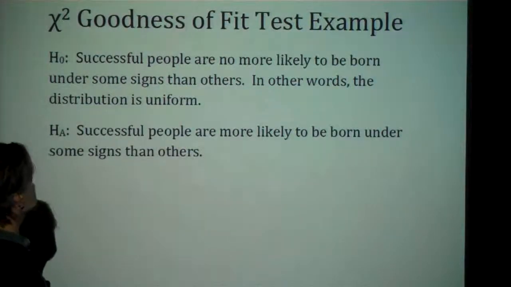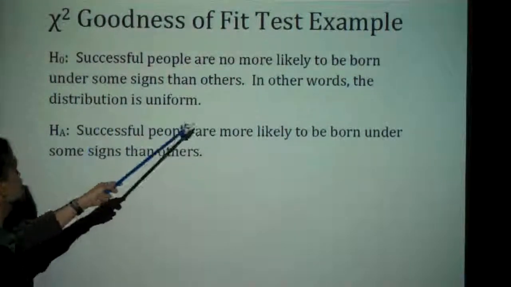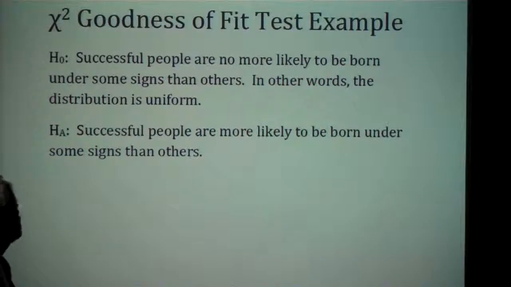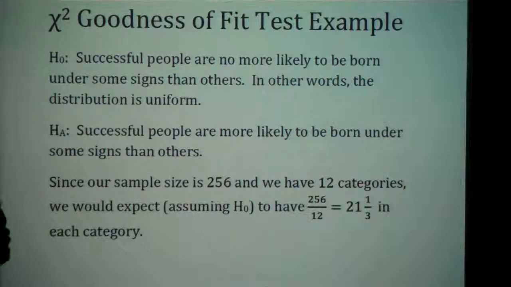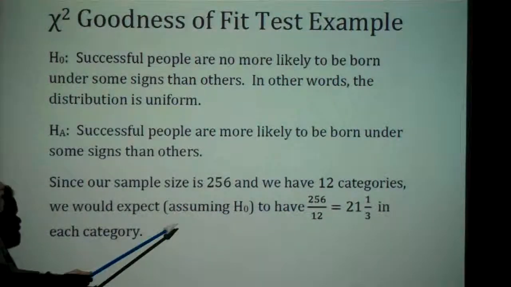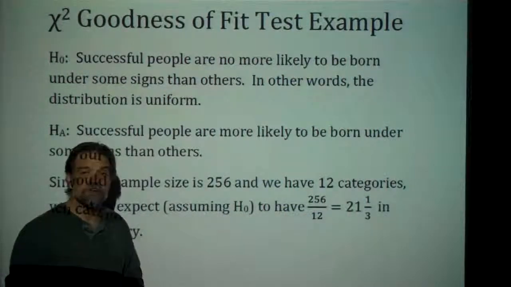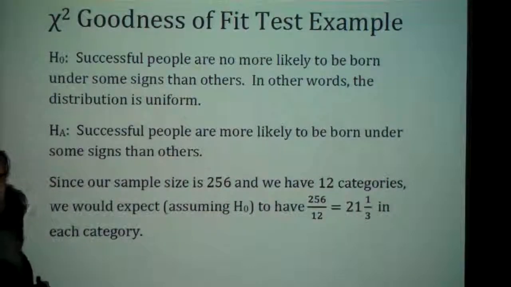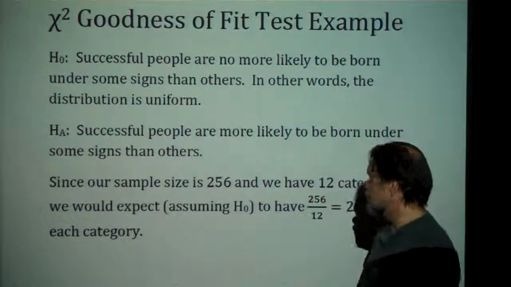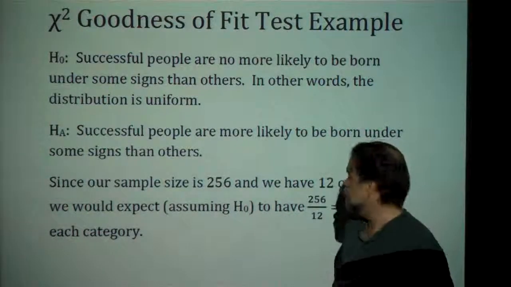So, the null hypothesis, like I said, successful people are no more likely to be born under some signs than others. In other words, the distribution is uniform. And the alternative hypothesis, successful people are more likely to be born under some signs than others. So, our sample size is 256. We have 12 categories. So that means we would expect, assuming that the null hypothesis is true, to have 256 over 12, which gives us 21 and a third people in each category. Yes, you can have fractional people when you're doing your expected values, okay? Remember, because an expected value is not what we really think is going to happen, we think somewhere close to that is going to happen, okay?